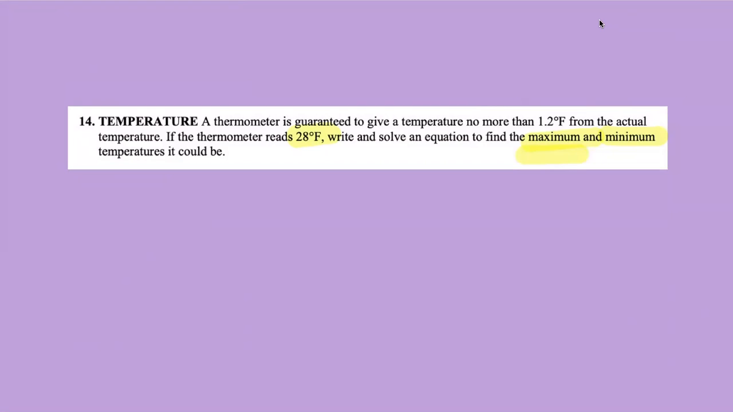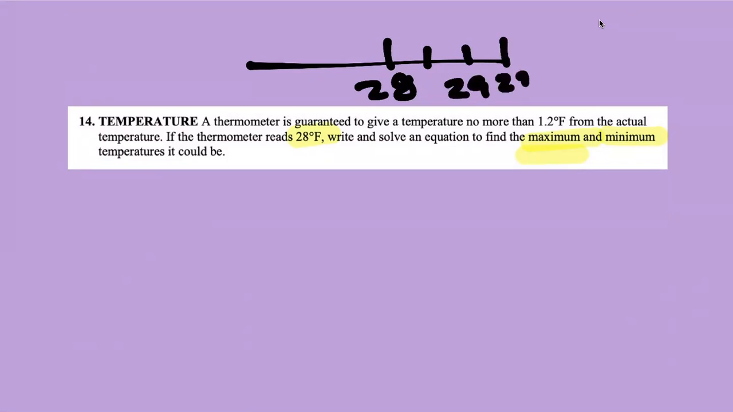I know that you can do these problems in your head, and that's great, but we have to be able to write these equations. So let's think about this now. If we did this with a number line and we put 28 right here, and then we'll go up by like a half, this would be 29, and this one can be 29.5.